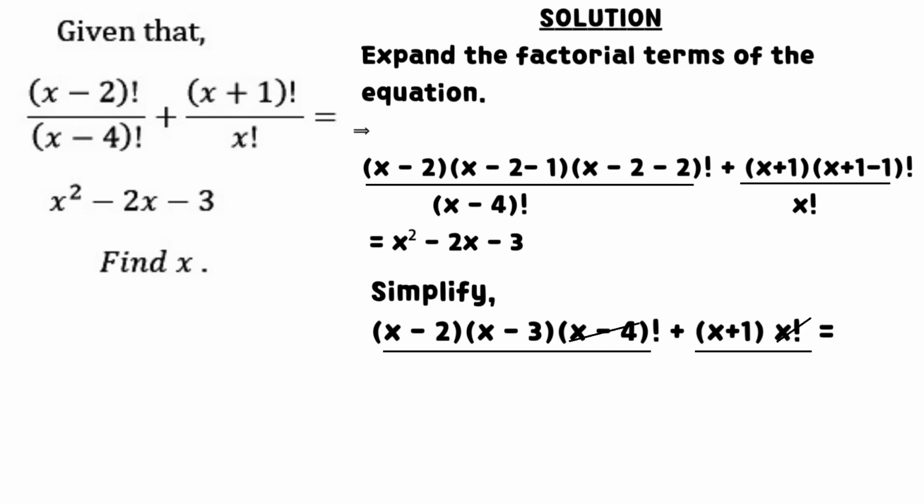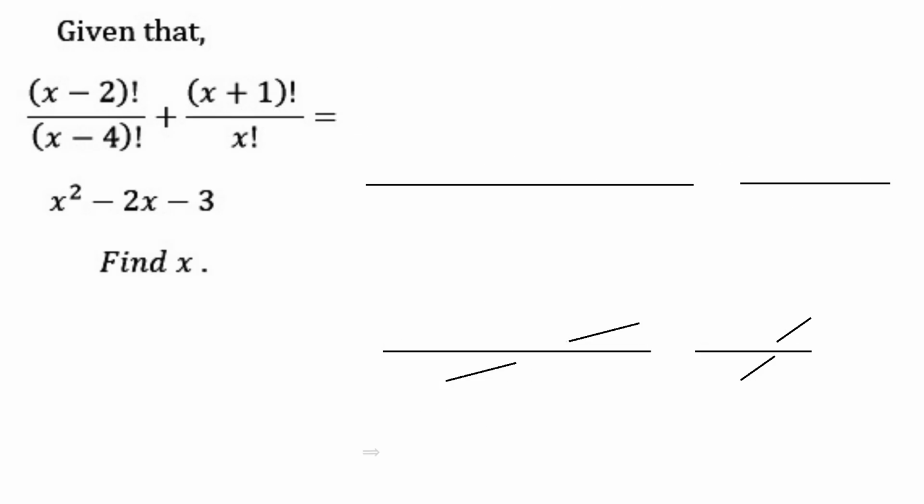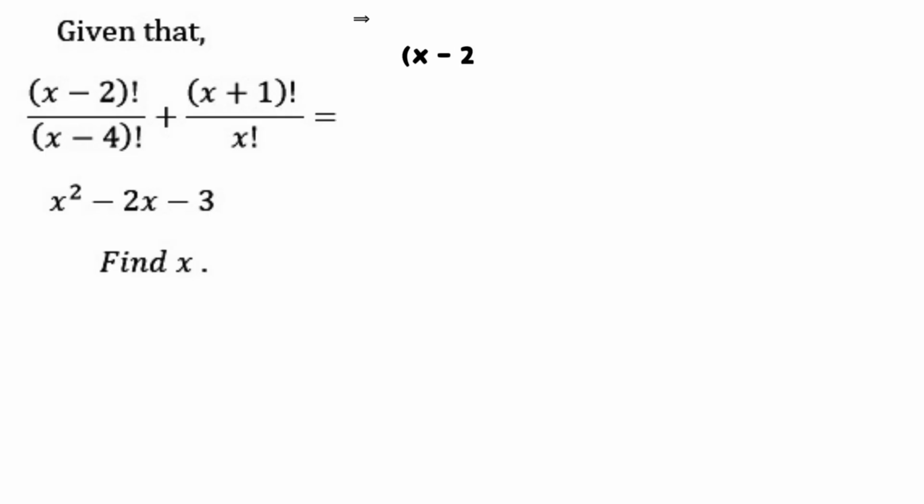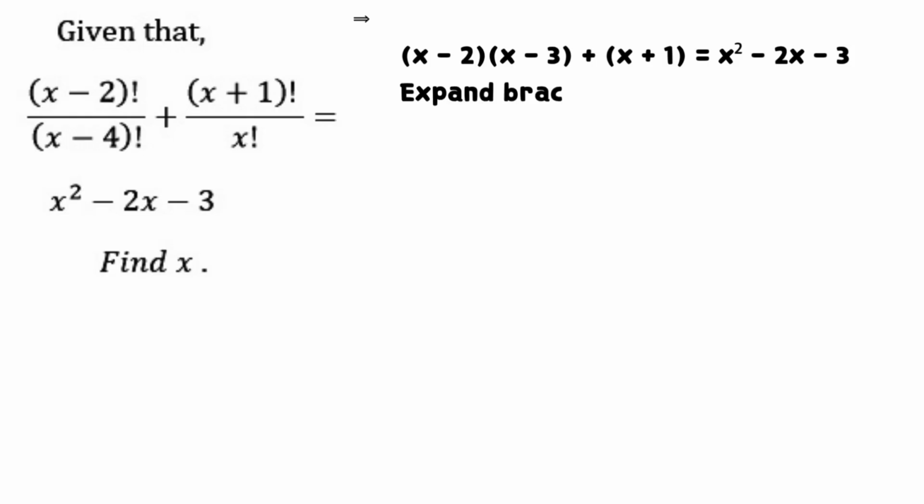Simplify. So that the terms (x minus 4) factorial and x factorial cancel out. Equate the result to x squared minus 2x minus 3. This implies that the sum of (x minus 2)(x minus 3) and (x plus 1) equals x squared minus 2x minus 3.